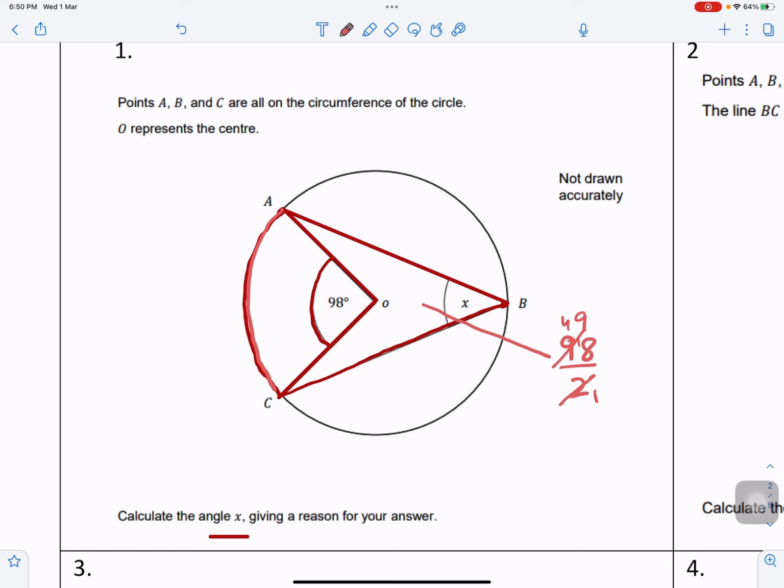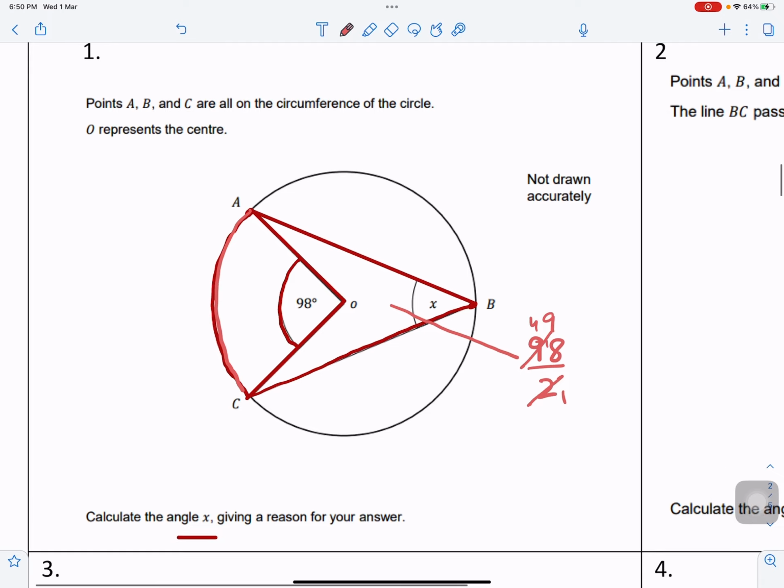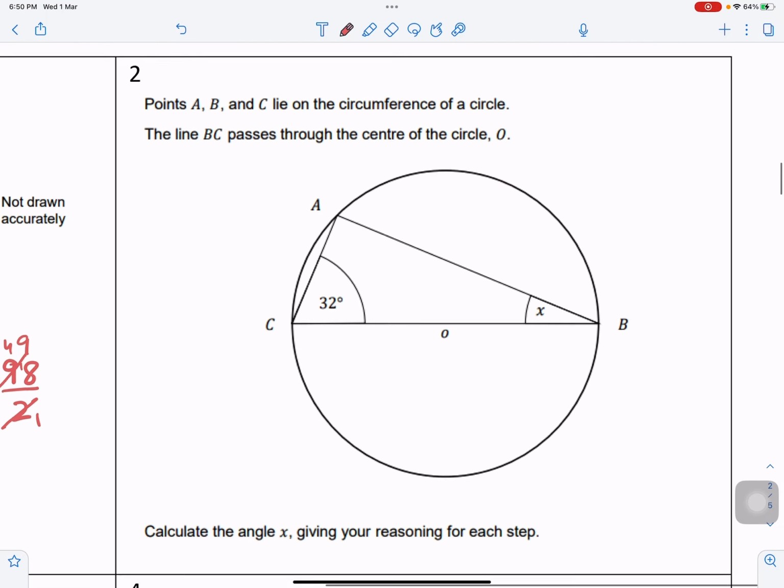So let's see the next question. I hope you understood this one. This is a very simple basic one. You have to remember these properties. What is the name of this property? Angle at the center is twice the angle at the circumference. Okay. So now let's see this question.